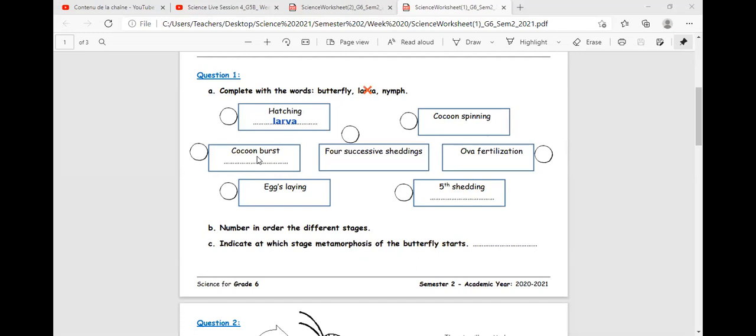Cocoon burst. When the cocoon breaks, what comes out of the cocoon? A nymph or a butterfly? A butterfly. Excellent. A fully grown insect. Butterfly. So what do we still have? What is formed after the fifth shedding? We still have the nymph, which is the young insect.